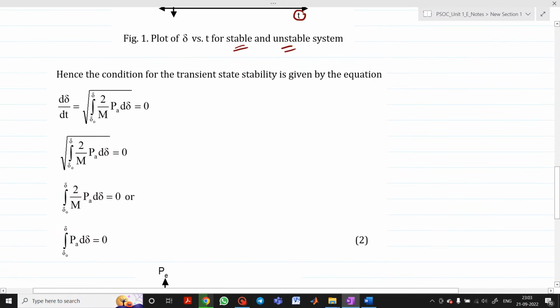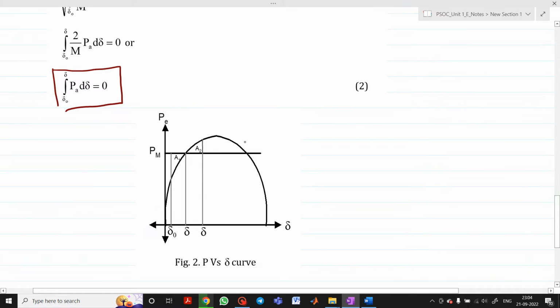Now already we have discussed that we got this expression, integration Pa d delta equal to 0 with the limits delta 0 to delta. How can we represent this in graphical form? If you see, this is your delta 0, which is shown here. This will be delta. Then Pa d delta. Pa will be equal to Pm minus Pe. So what does this equation indicate? It indicates the area under the accelerating power curve from limit delta 0 to delta must be equal to 0. This is the mathematical expression of the equal area criteria.